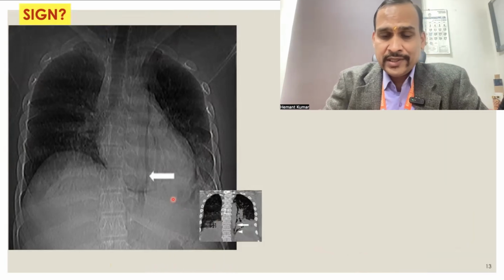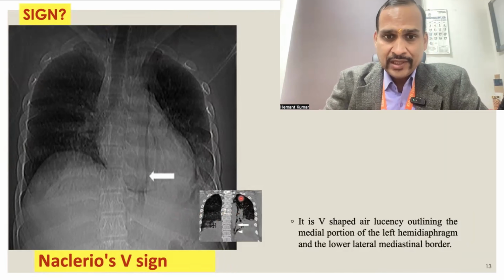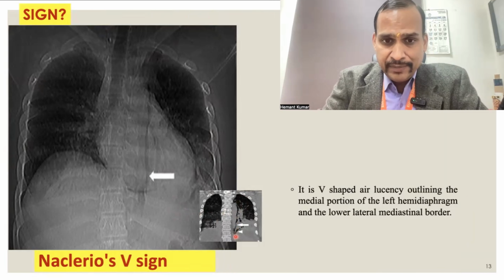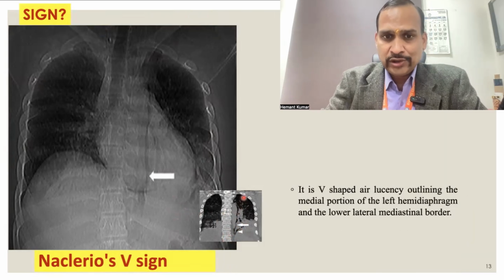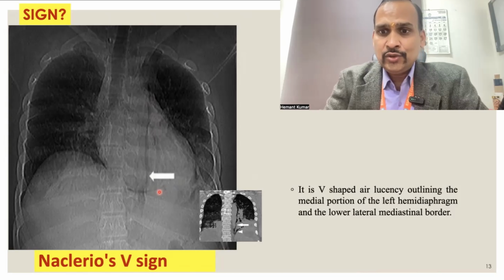Another sign in trauma is the Naclerio V sign. When air is collected between the mediastinum and the medial border of the diaphragm, it looks like a V, victory. This is the mediastinum and this is the diaphragm. This is the Naclerio V sign.